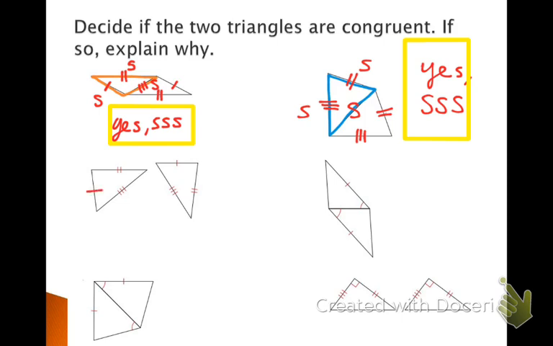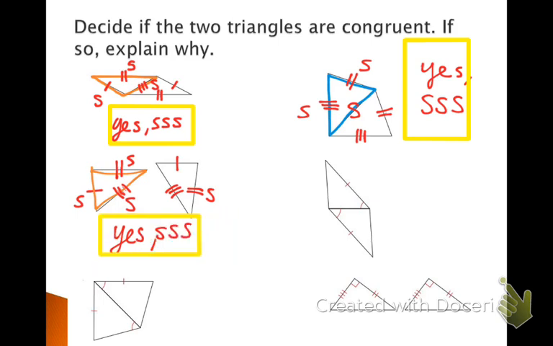All right, the next one. I'm going to compare my left triangle to the one on the right. I have a side marked congruent to a side, a second side marked congruent to a second side, and a third side marked congruent to a third side. So this would also be a yes, side, side, side. I do promise that not all of them are side, side, side. It just so happens that these are, because we're going to look at our next example.